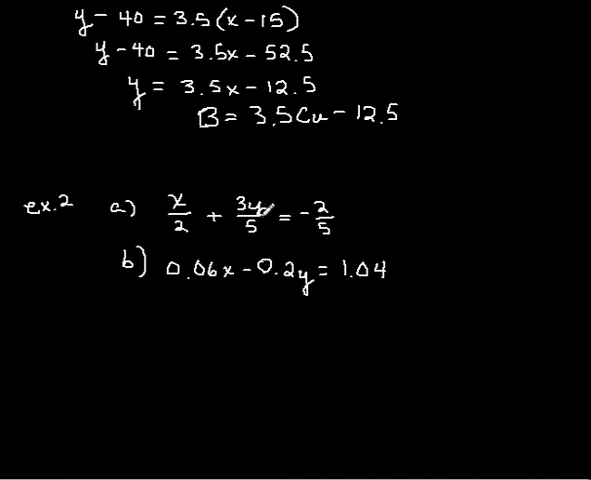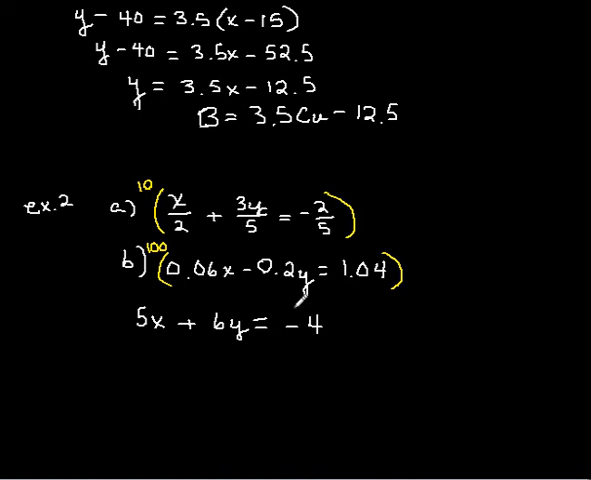First thing we want to do is get rid of our fractions and decimals. So we are going to multiply this equation by the common denominator, which is 10. And we're going to multiply this equation, we're going to move the decimal point over 2 places, so that's the same as multiplying by 100. So if we do that, 2 goes into 10 5 times, so we get 5x. 5 goes into 10 2 times. 2 times 3x is 6y. 5 goes into 10 2 times. 2 times negative 2 is negative 4. So we eliminated that one.